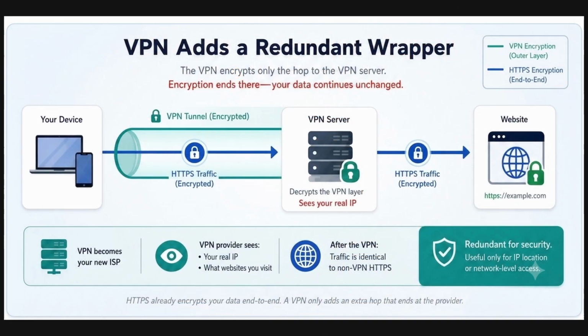VPN, essentially today, is adding a redundant level of encryption, and it only encrypts the hop to the VPN server. The encryption ends there. Your data, once it gets on the open internet, remains unchanged. Diagrams are nice, but I kind of like using real-world analogies sometimes, just in case some of you get intimidated by diagrams. Let me give you an example.